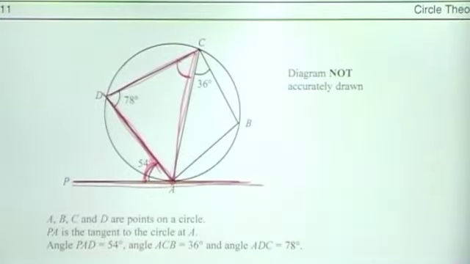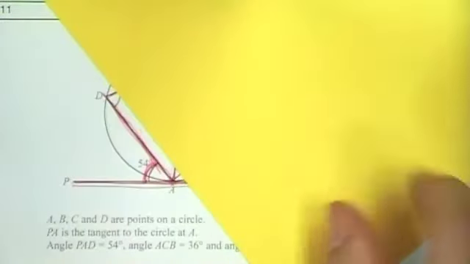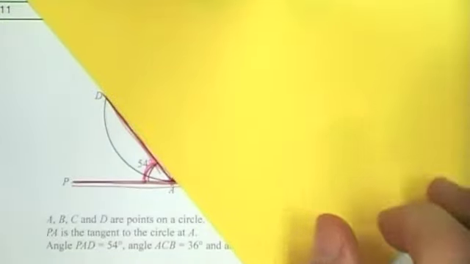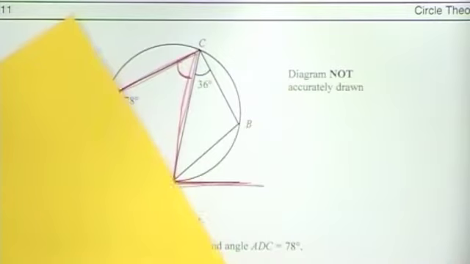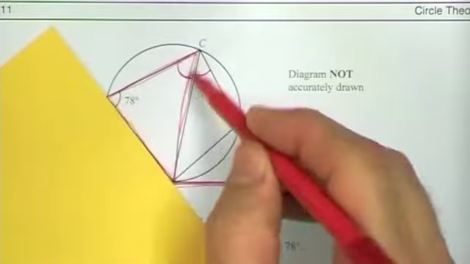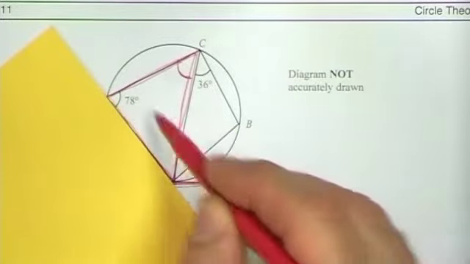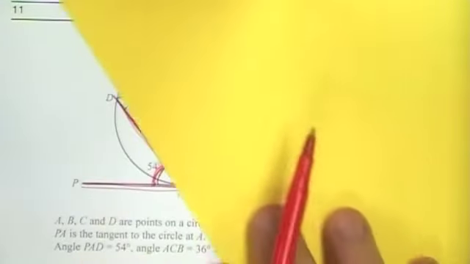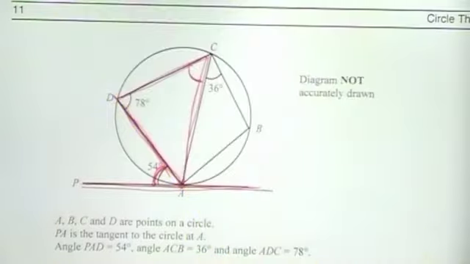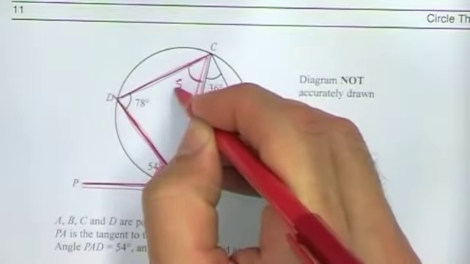The reason it's called the alternate segment theorem can be seen if I just block out that part of the circle. Here we've got the minor segment, and there's an angle between the minor segment and the tangent. And then if I block out the other part, we see now we've got the major segment, and this angle here in the major segment, no matter where it goes, is always going to be the same as that angle between the minor segment and the tangent. So this angle up here is 54 degrees.